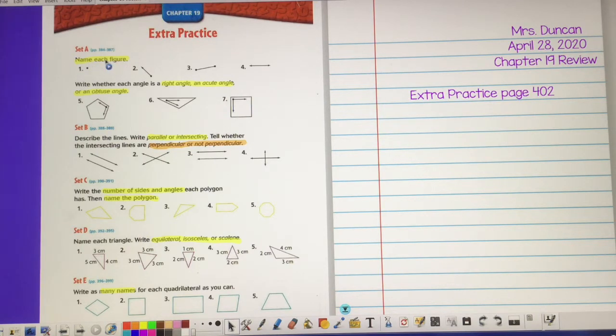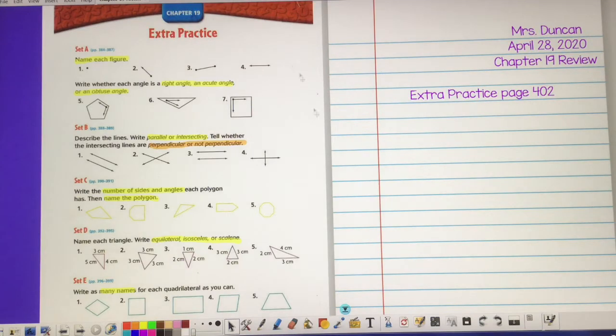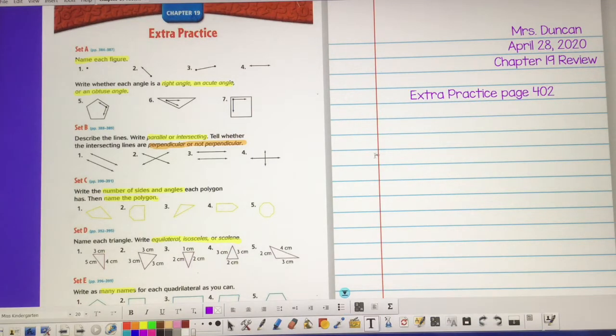Now what I do is go to page 384, and there I'm going to find all the definitions for line, point, line segment, ray, and an angle. So I'm going to go back and figure out that number 1 is actually a point. So for number 1, I'm going to put point. Okay, and then I'm going to continue to do 2, 3, and 4. Remember, go ahead and go back through and look at page 384 to find that information.